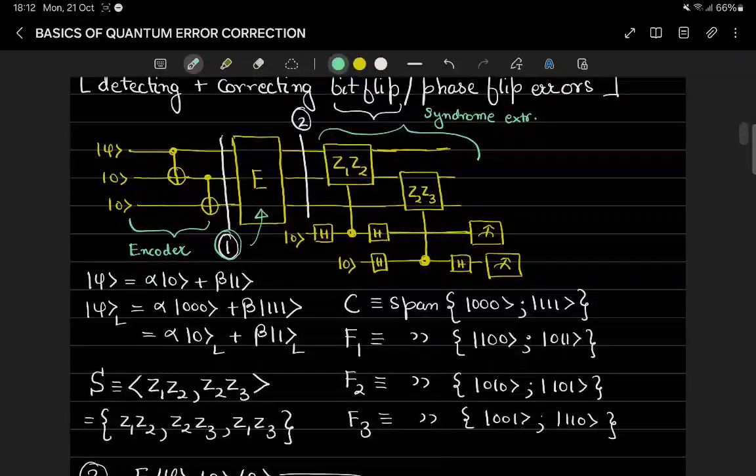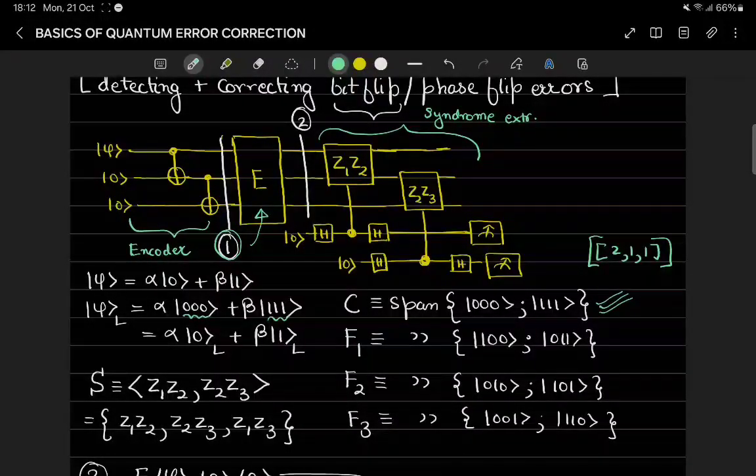So basically, we have a state psi which is alpha 0 plus beta 1, and then we send it through the encoder and we get a state alpha 0 logical plus beta 1 logical, where L stands for 000 and 111. So this is kind of the majority voting and like the repetition code. And then the C here, the code space is span of this thing.